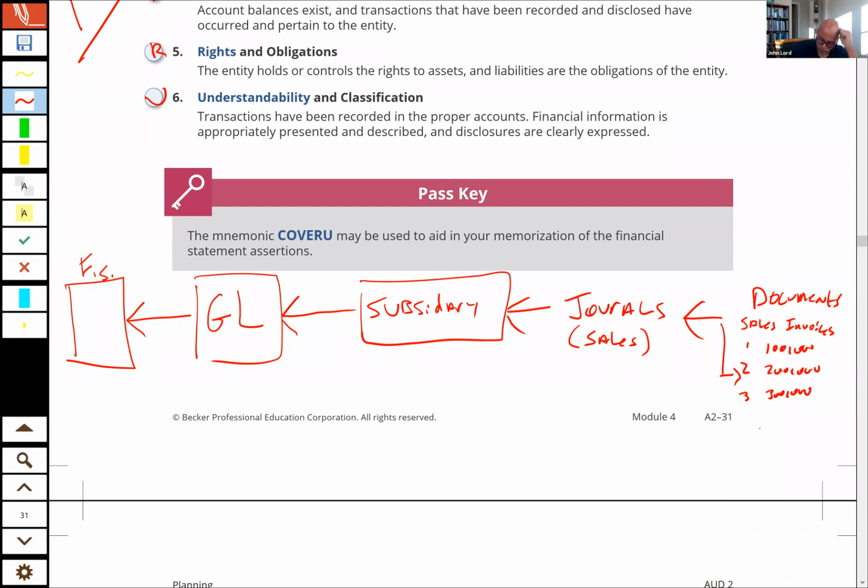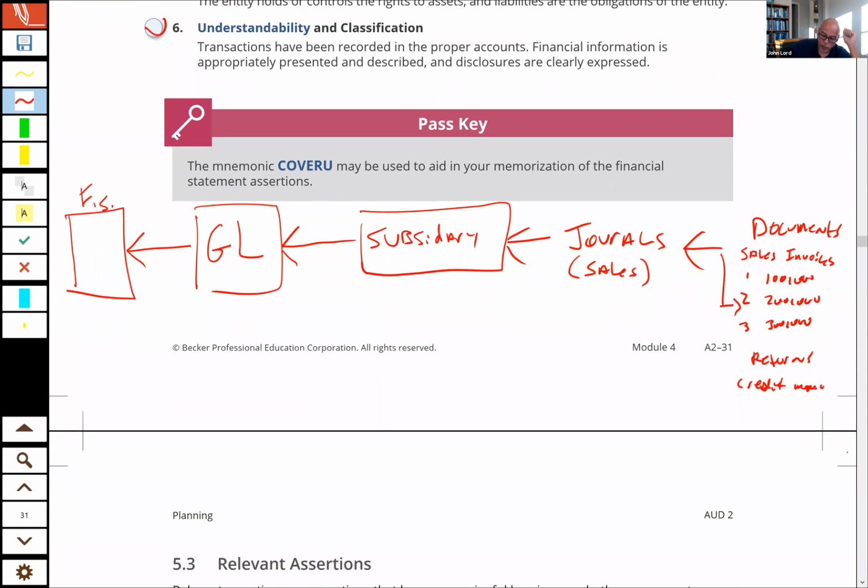Okay. I'm not following you. You would enter returns into the sales journal? We sell, but then the return, can we have like a credit memo? Okay. Okay, good. Okay, what else?